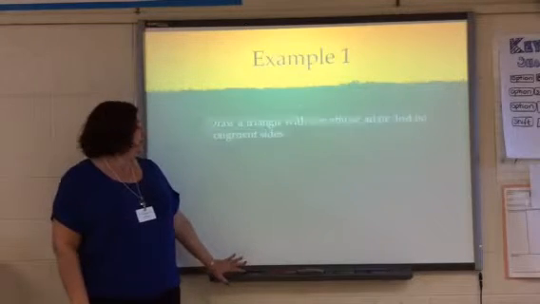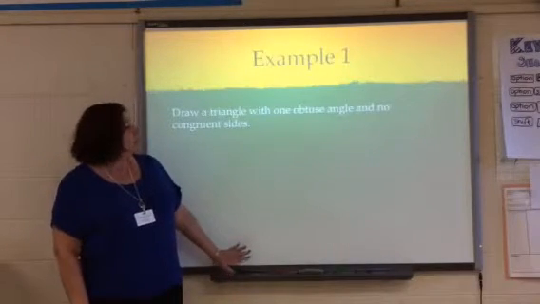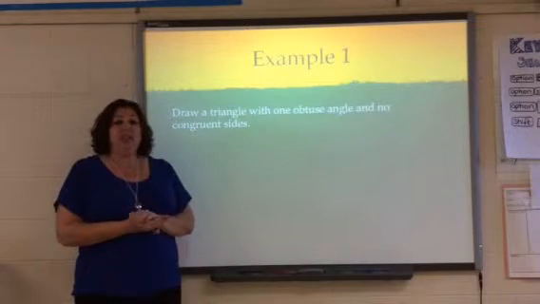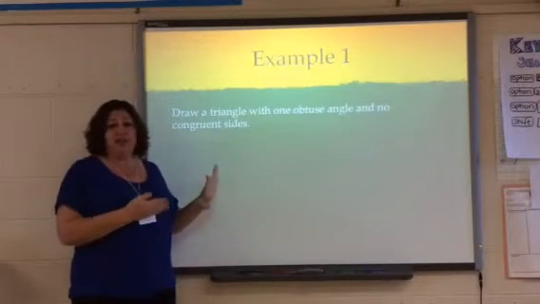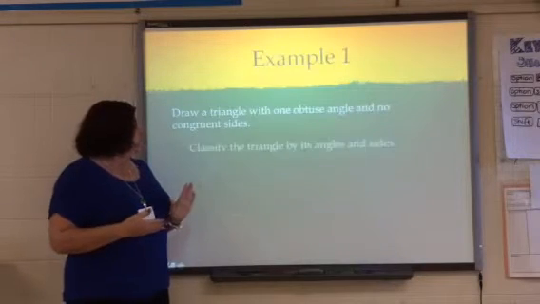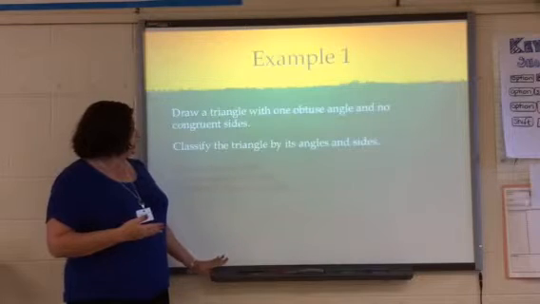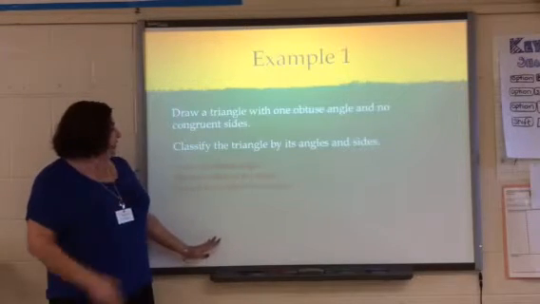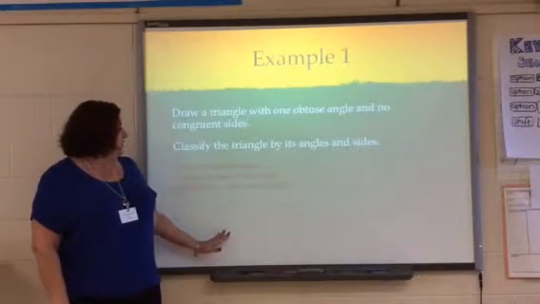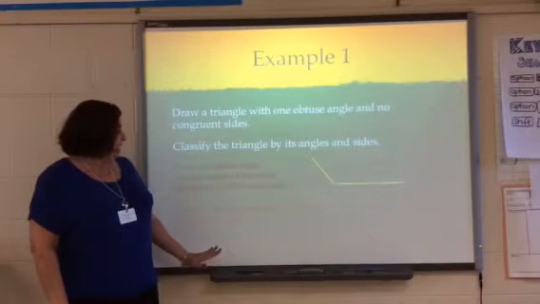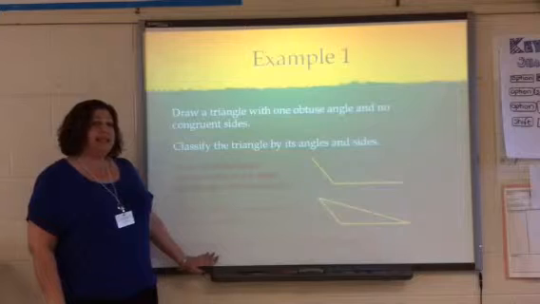Here's your first example. Draw a triangle with 1 obtuse angle and no congruent sides. You should be able to construct a triangle with specific parameters, and then classify the triangle by its angles and sides. So I'm going to draw an obtuse angle. The two sides of the angle should have different lengths. And then I'm going to connect the two segments to form a triangle. That is my obtuse scalene triangle.